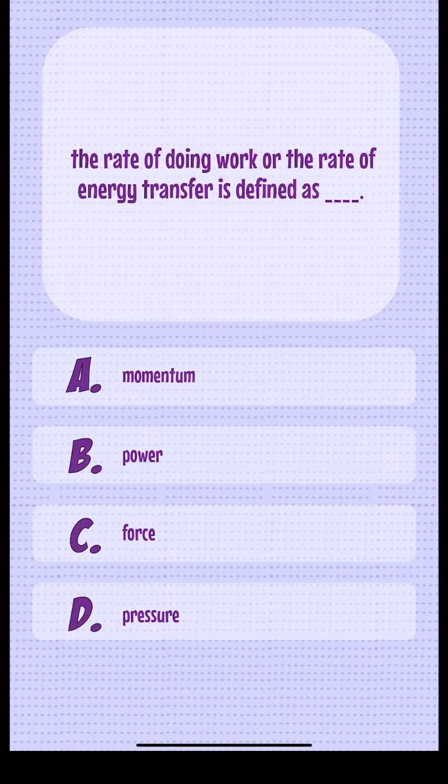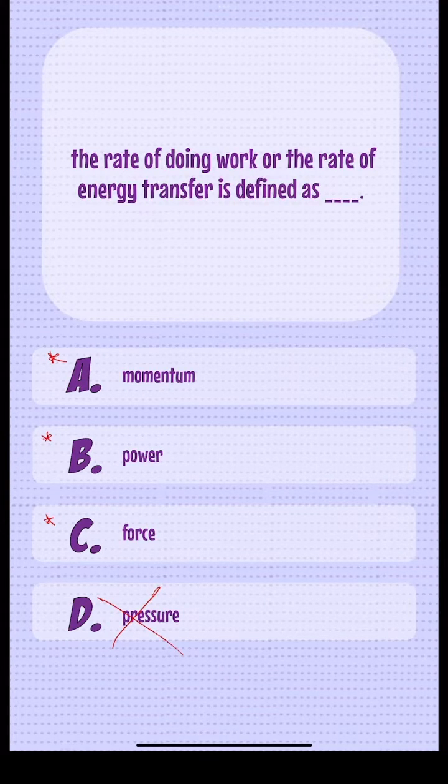Let me know what you think the answer is, and then tap on the screen a few times. The rate of energy transfer or the rate of doing work, A, B, C, or D. So we've got some people saying B, and C, and someone saying A as well. No one saying D because it's not D. Any other votes? What do you guys think?